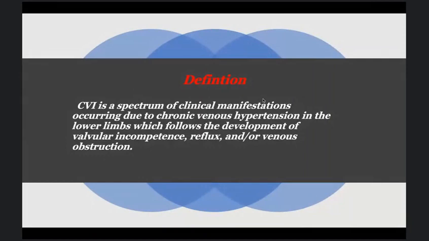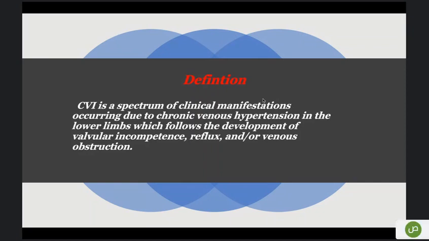So it is a spectrum of manifestations. It's not a single manifestation, okay? It's a spectrum. Many manifestations, many clinical features in the lower limb. When these features are present, we call this condition chronic venous insufficiency. The key point in this syndrome is chronic venous hypertension, as we will see in a moment.